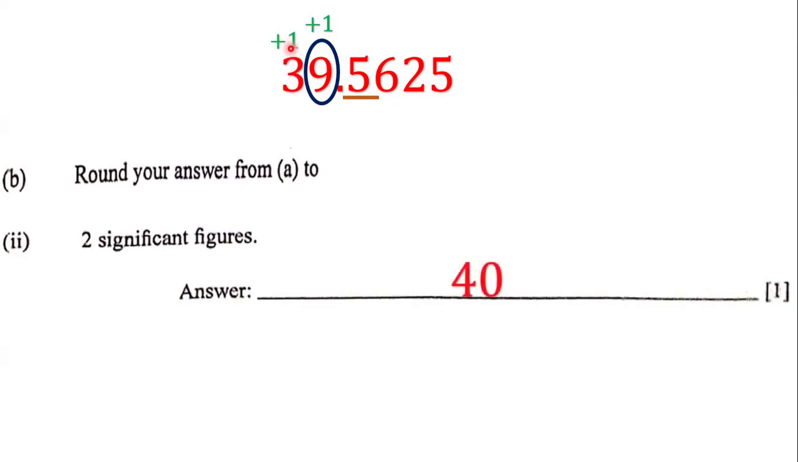And so our answer is going to be 40, because this 3 plus 1 becomes 4. And then this 9, remember, it turns into a 0. And we eliminate the numbers behind the decimal point. And so our answer is simply 40. And so that means that 39.5625 correct to 2 significant figures is actually 40. And so the answer here is 40.